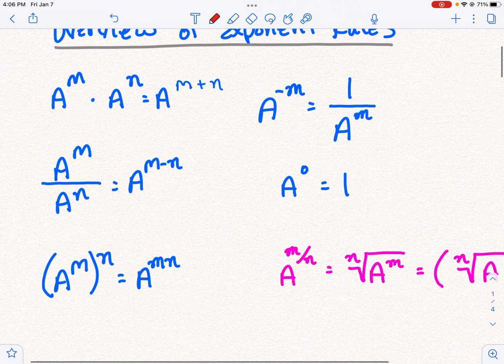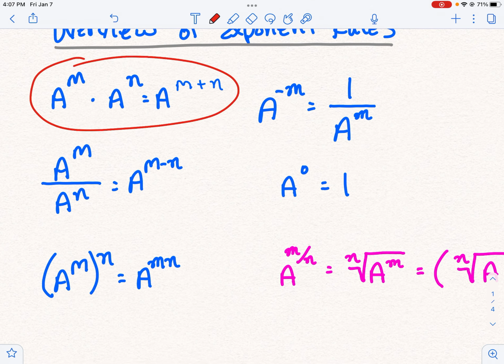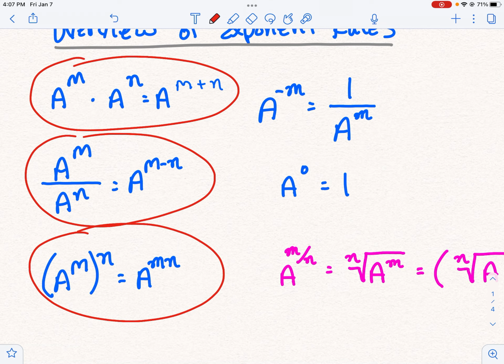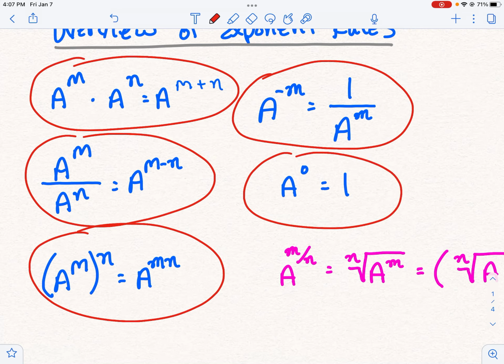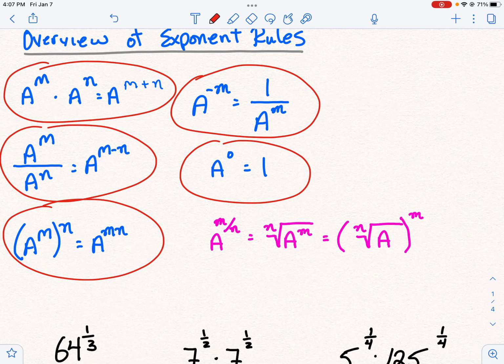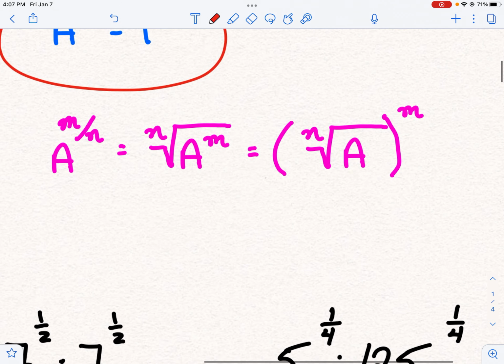You've learned these already. Just a reminder, you have the one where you're multiplying, the one where you're dividing, the one where you have the powers that are nested, the one where you get rid of a negative exponent, the one where you get rid of your zero exponent, and I know these are shortened versions, there's a little more to them. And the new one here I have in pink is just kind of fun.